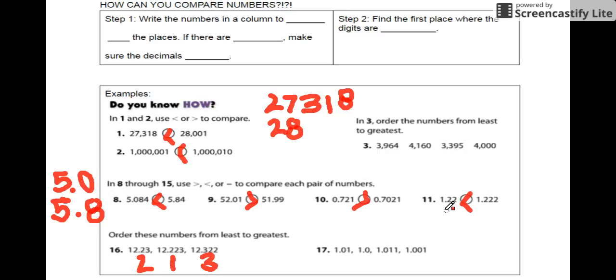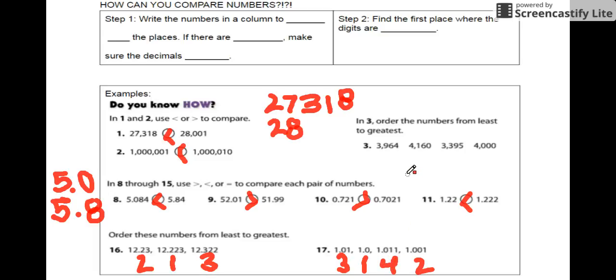Okay, so you should have ended up with, let's see, 1.0 is the smallest. Then we have 1.001. Then we have 1.01 and 1.011.